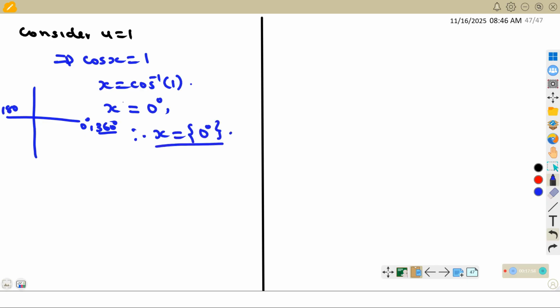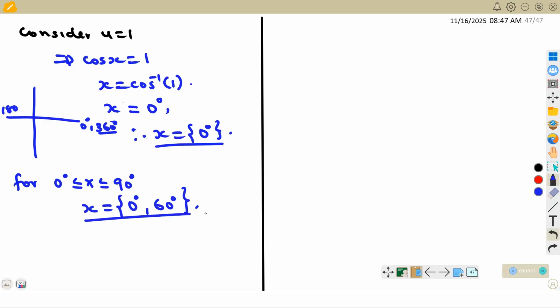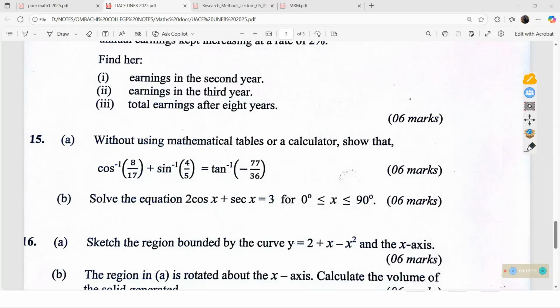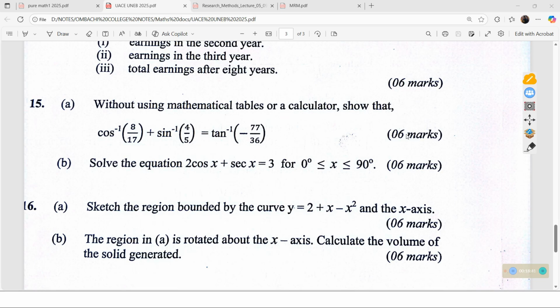So from there, let us list all the angles. So we shall say for 0 degrees less or equal to x, less or equal to 90 degrees, the values of x that will be in that given range will be 0 degrees and 60 degrees. So from there, our part B will also be answered. So that is all about question number 15. So question number 15 will be answered and you'll be able to get your 12 marks.